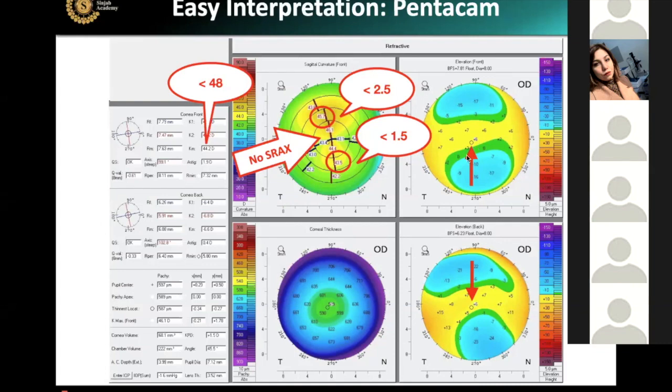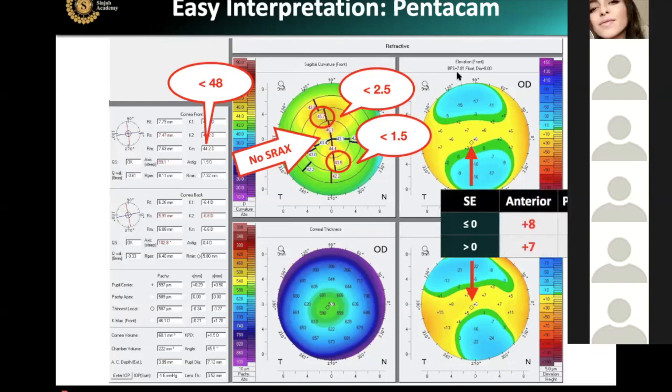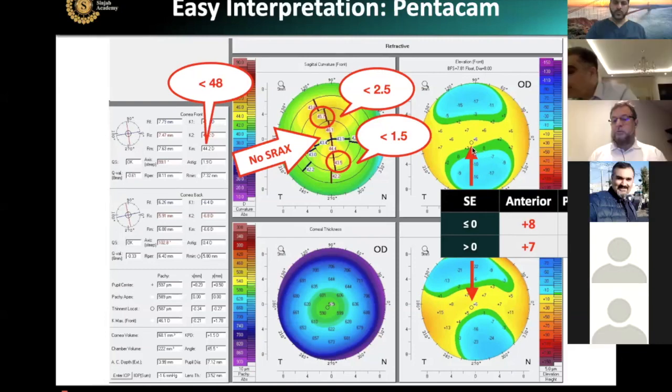Now, we come to the elevation maps, and we look at the values corresponding to the thinnest location on the elevation maps. We have to be sure that we are using the best fit sphere, 8 millimeters diameter, for both anterior and posterior surface. So we look at those two values, and we compare them with the table that was put by Belin and Ambrosio based on the 3 standard deviations of the values in the normal population.